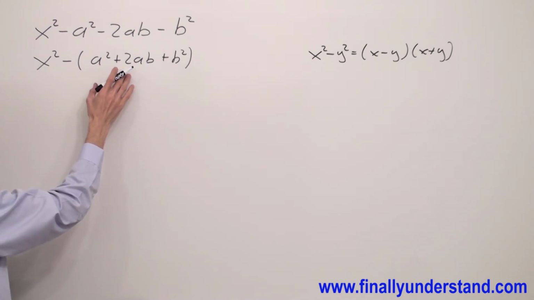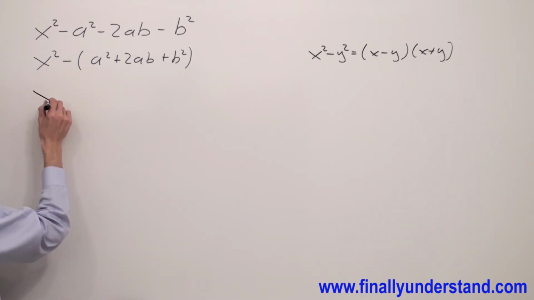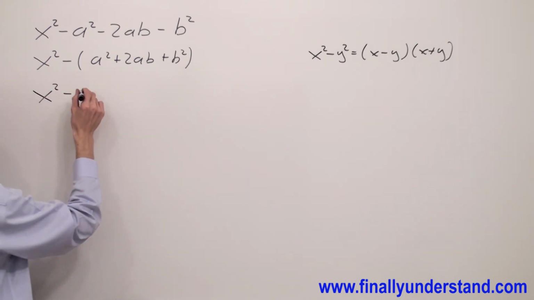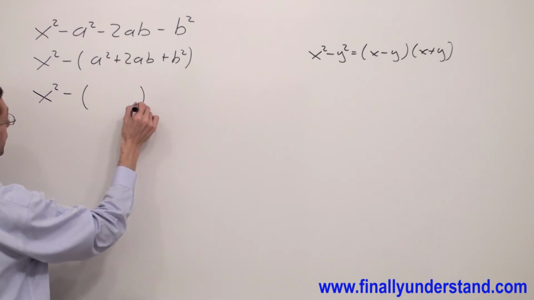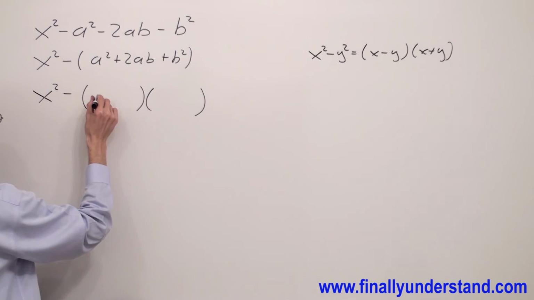Now what we're supposed to do over here, we're supposed to automatically see that this is nothing else but the square of the sum. If some of you don't see that, we can always factorize. So let's factorize this. I have x squared minus, and I'm going to have parentheses because my leading coefficient is equal to 1. I'm going to have a.